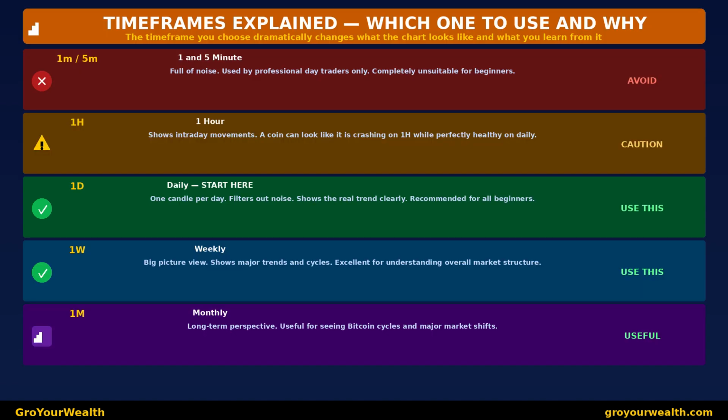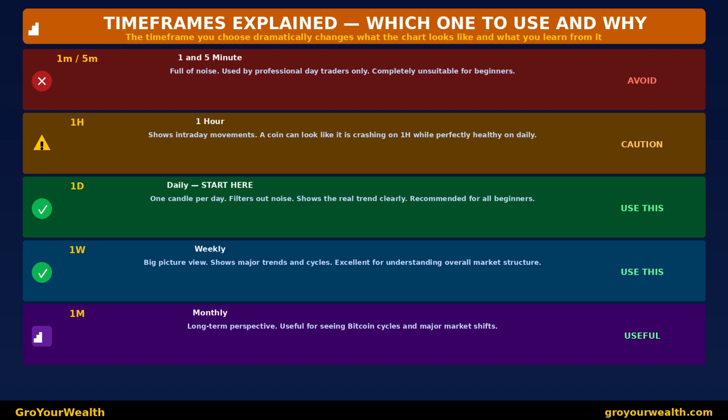Every chart can be viewed across different time frames. A 1-minute chart shows price movement every minute. A 1-hour chart shows movement every hour. A 1-day chart shows 1 candle per day. A 1-week chart shows 1 candle per week. The time frame you choose dramatically changes what the chart looks like and what information you get from it.